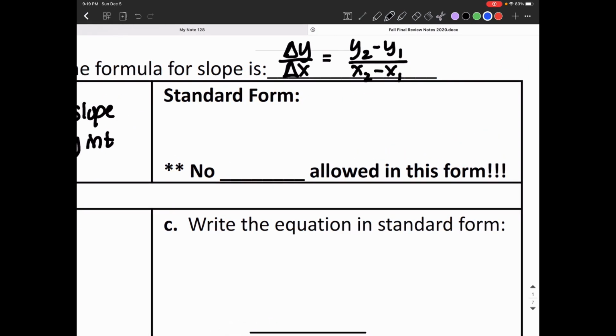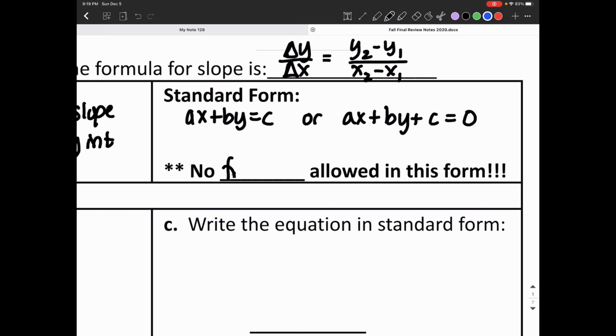The other form that we talked about was standard form. Standard form is, you can write it like this, ax plus by equals c, or you can write it as ax plus by plus c is equal to 0, where a, b, and c are integers. Something that's important in standard form, no fractions are allowed. No fractions allowed in standard form.